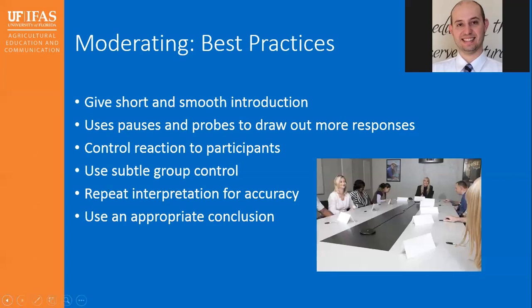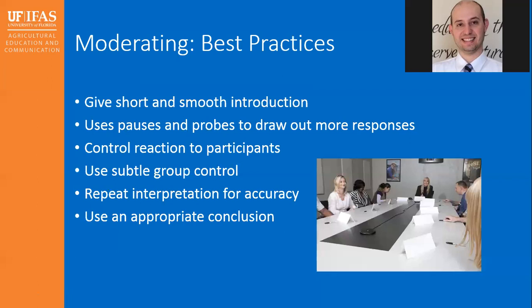As discussion gets going, make sure you use pauses and probes to draw out more responses. Really be comfortable with using about a 5-second pause. Beginning moderators are sometimes uncomfortable with silence. However, pauses encourage people to add to the conversation.